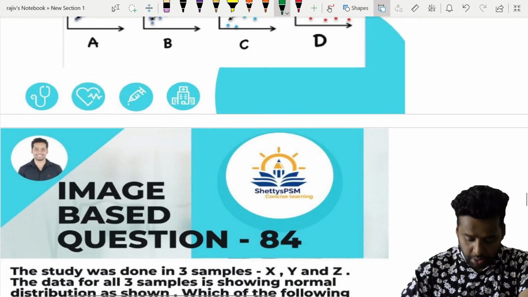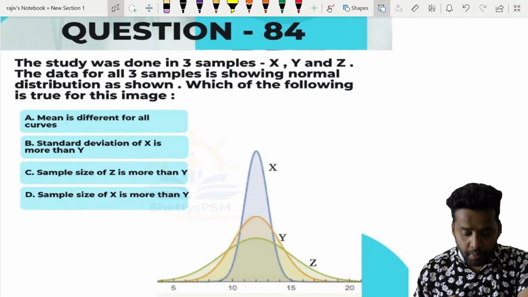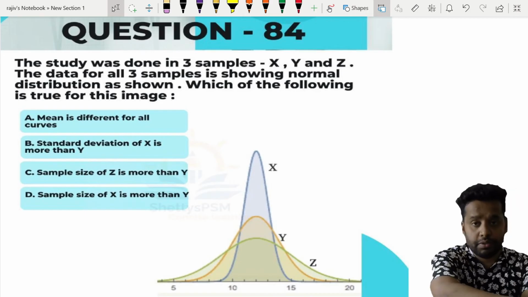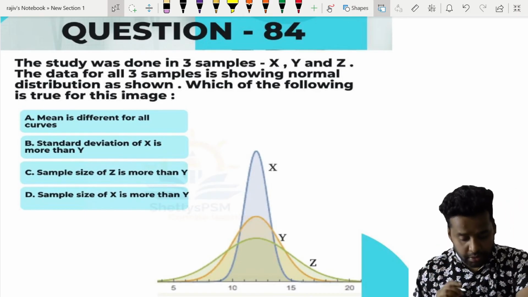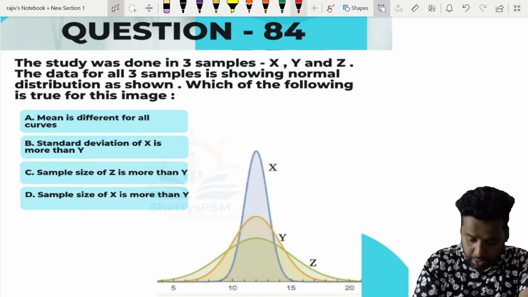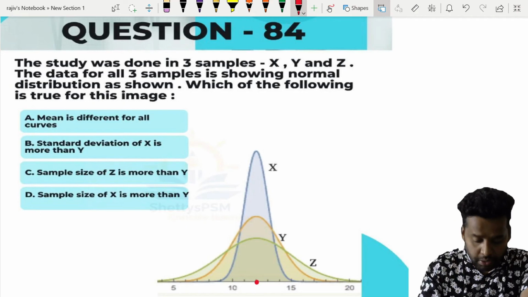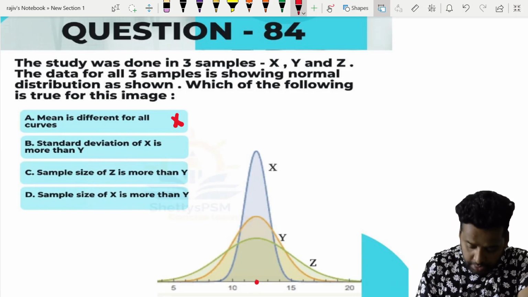See this question. There are three samples. The question was X, Y, Z are three graphs for the study done in three samples. All are showing normal distribution, correct, with one mean in the center. That is also correct. Mean is different for all the curves? No. Mean is the same for all the curves in the center.